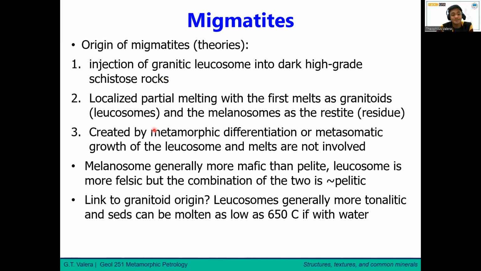Localized partial melting, with the darker parts being the restites, the residue of what melted, and the leucosomes being the melt. Or it could also be metamorphic differentiation. For some time, because of the felsic character of leucosomes, they were linked to granitoid origin. Leucosomes generally, however, are more tonalitic, and it was shown that sediments can be molten as low as 650 if with water.